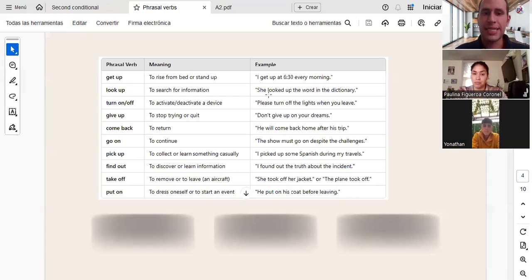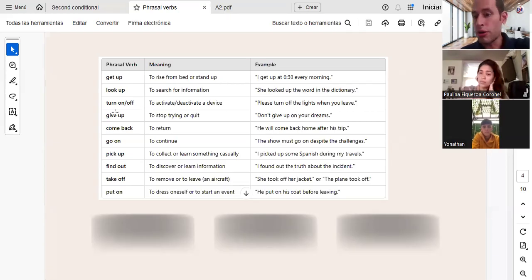The first one is get up. So it means to rise from the bed or stand up. Do you understand the meaning of get up? Levantarse, ¿no? Okay, awesome. Levantarse. Thank you so much. So we have an example. I get up at 30 past 6 every morning. Look up, to search for information, right? It is clear, right? Search for information. She looked up the word in the dictionary.